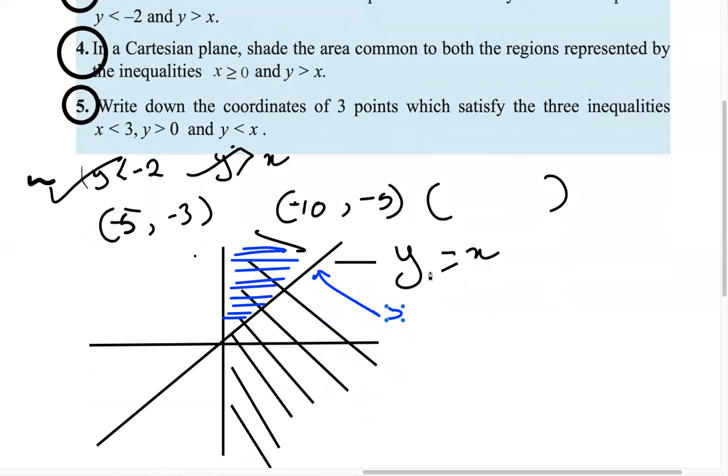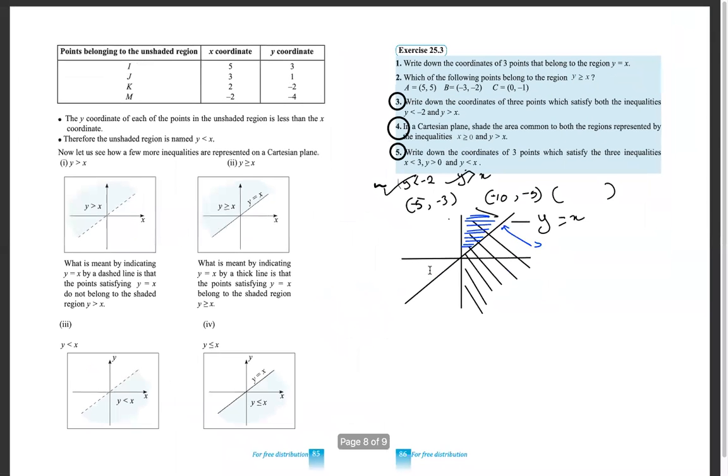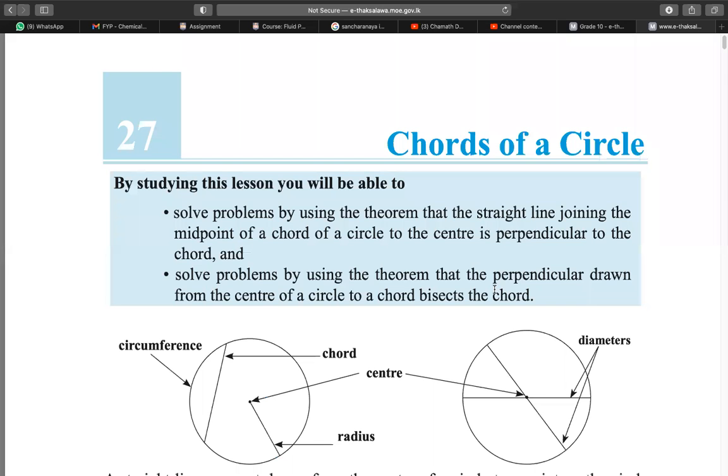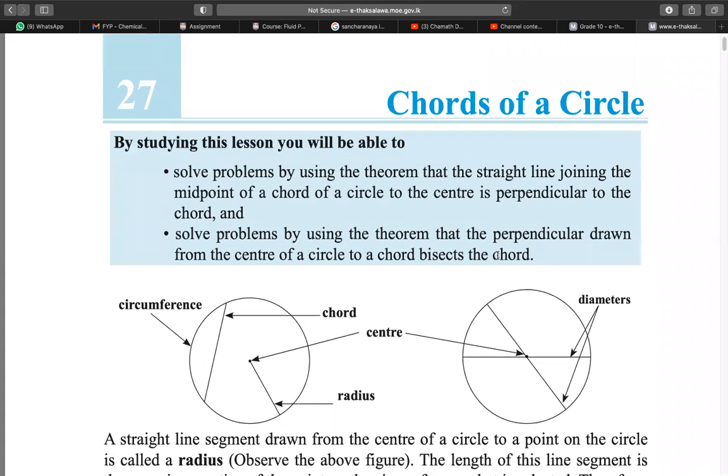Right, with this, we come to an end of this 25th lesson. Before starting the 26th lesson, it is something related to frequencies and all these things.